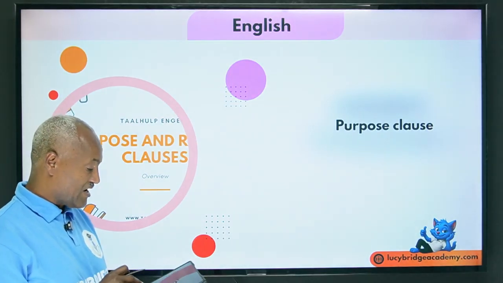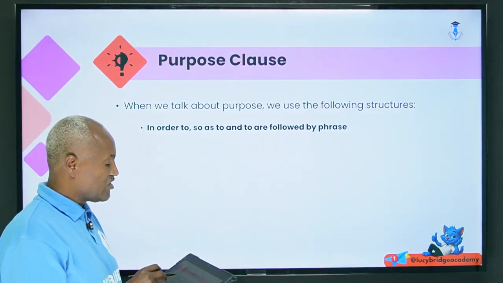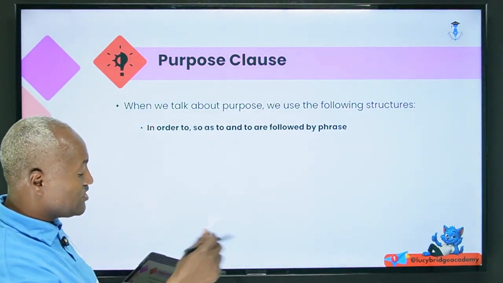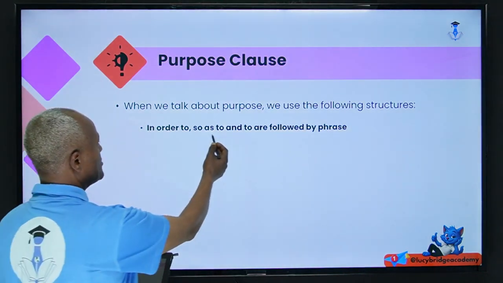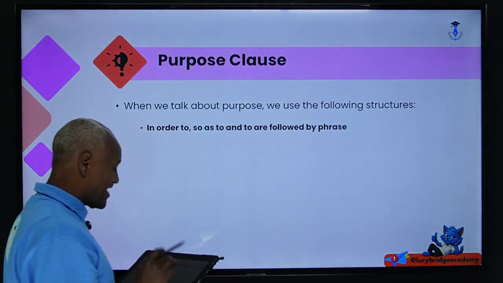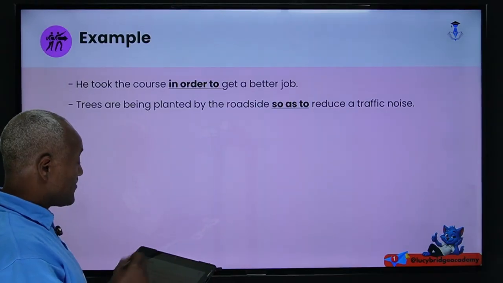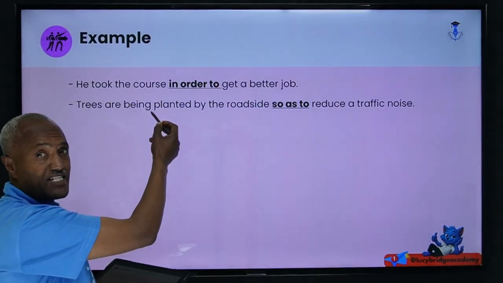Concerning this purpose clause, when we talk about purpose, we use the following structure. Already I gave you this one: in order to, so as to are followed by a verb phrase. This is what I gave you. For instance, here you do have examples.